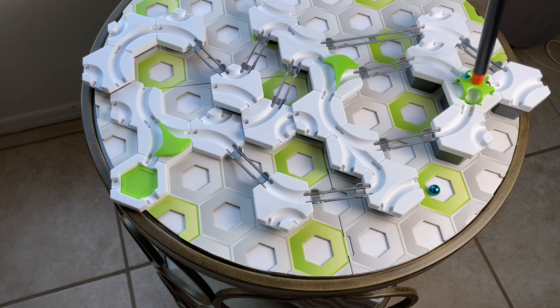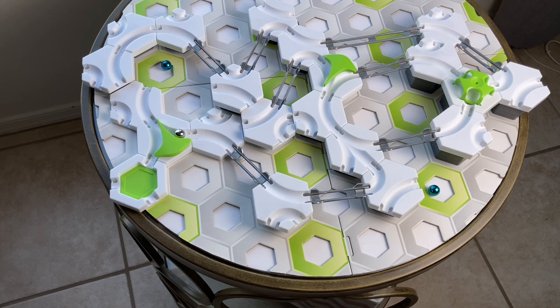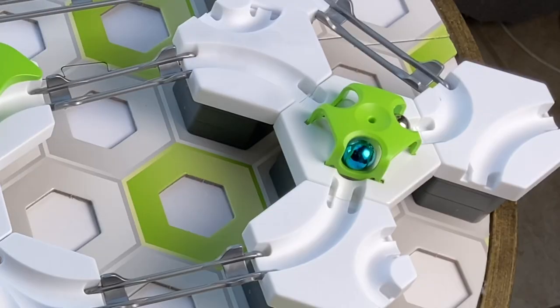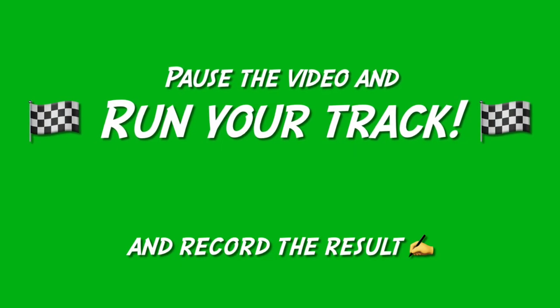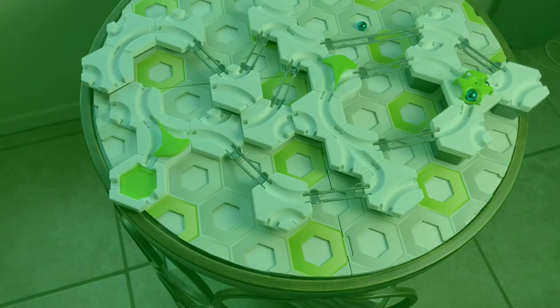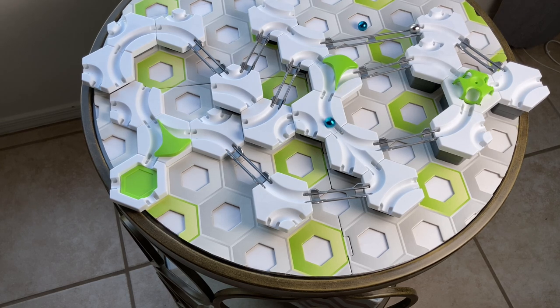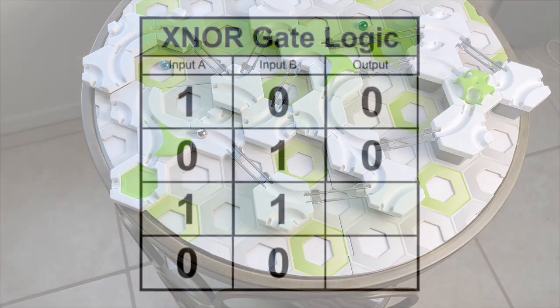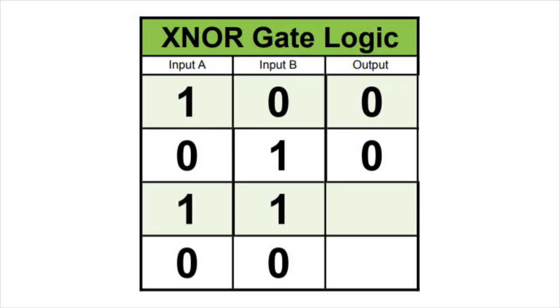What is the output? Write the result in the first row of your logic table. There is no marble in the output slot, so the output is 0. So your logic table first row should read 1, 0, 0. Now, set input A as 0 and input B as 1, and run your track. Okay, what result did you get? Write that in your logic table. Again, the output is 0. So your second row in the table should read 0, 1, 0.